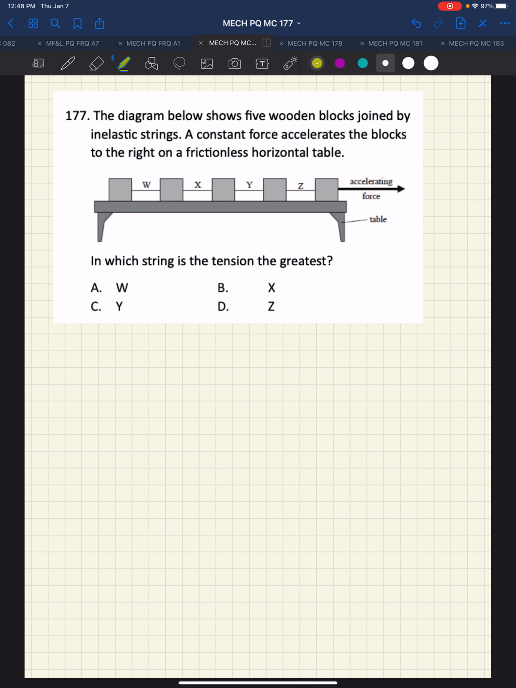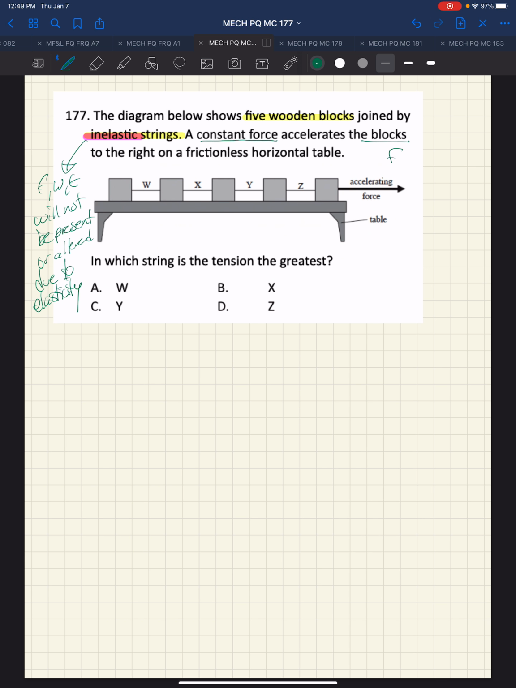We have a diagram, 5 wooden blocks joined by inelastic strings. Now that adjective, inelastic, is important. And what that tells us is that the force and work and energy will not be present or altered due to elasticity. That's the key there.